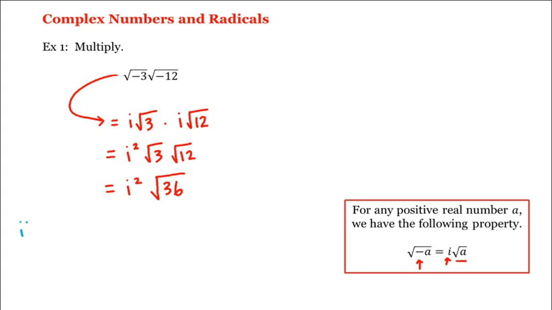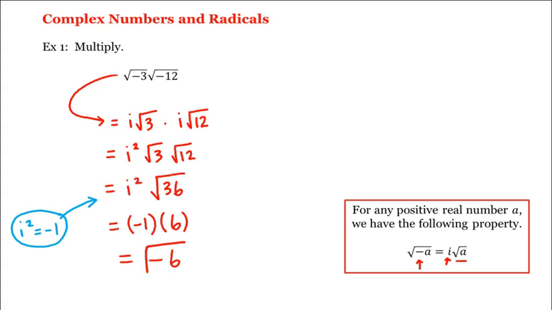But remember that i squared is equal to -1, which we can use here. Therefore, this is equal to -1 times the square root of 36, which is 6, or -6, which would be our answer.